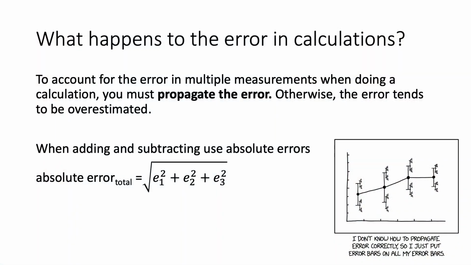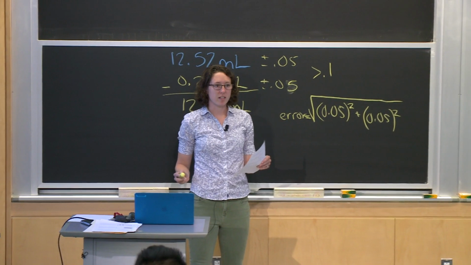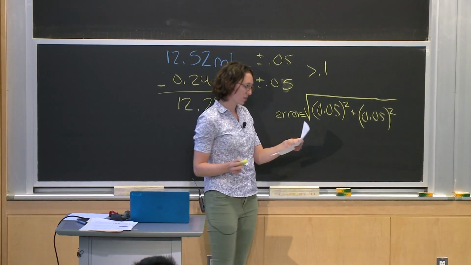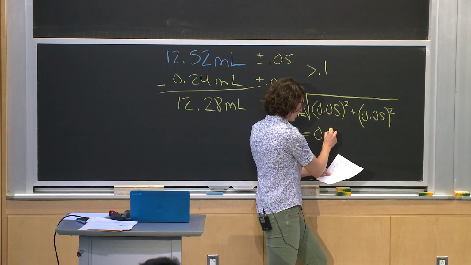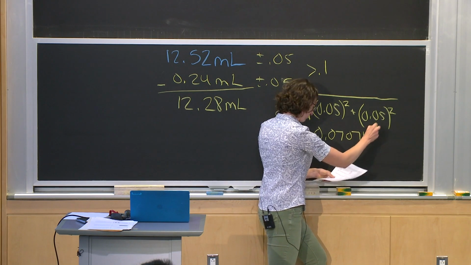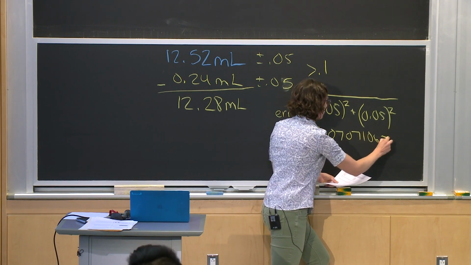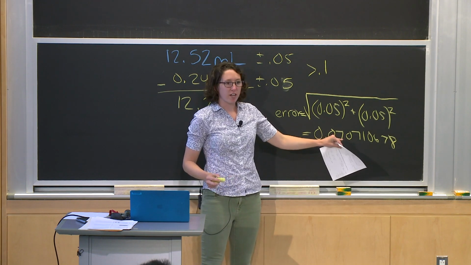So our error is going to be the square root of the sum of the squares of the errors of each individual measurement. So if anyone has done that out or can do it in their head, the answer that you get is 0.07071067. So that's a lot of extra decimal places.